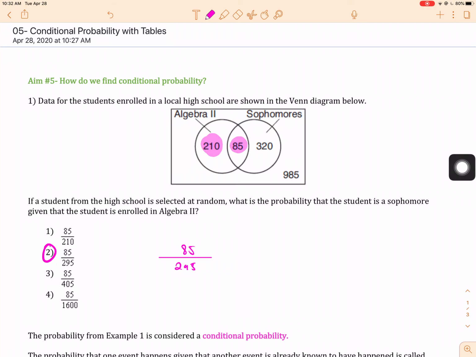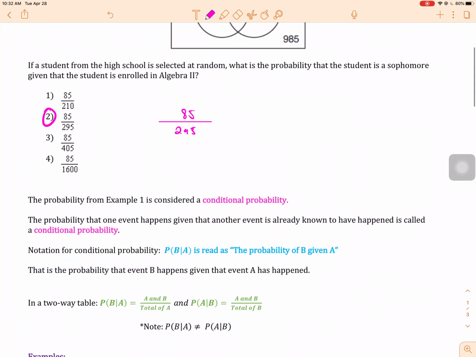So we get 2. So this is called conditional probability: the probability that an event happens given that another event is already known to have happened. The notation for this is we write it as such: probability of B with a line and then A. It's B given A. And if you switched it, if you wrote probability of A given B, that's different. So B given A is the probability that event B will happen given that A has already happened. So it's conditional. It's under a certain condition.